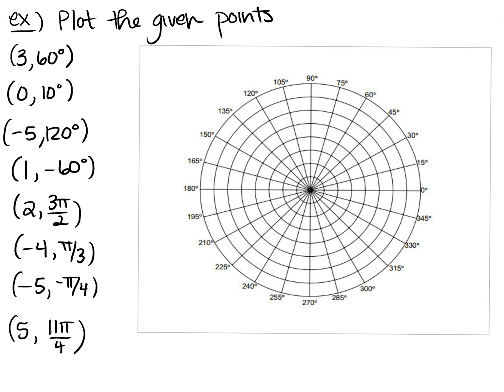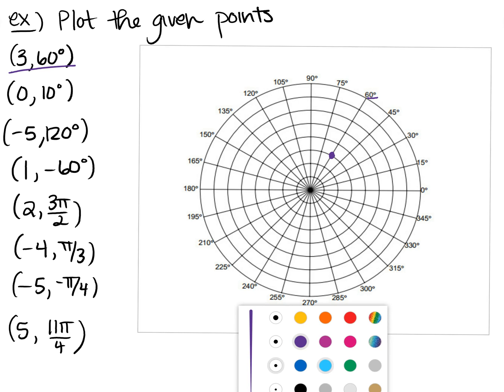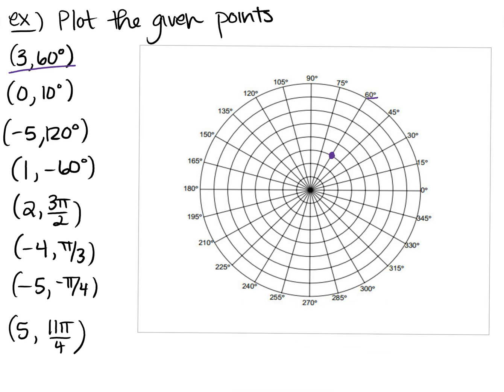All right, so let's look at 3, 60 degrees. So first, here's my 60 degrees, right? And then I want to be 3 away from the pole. So I just go up 3, 1, 2, 3. So there I am. That's going to be my (3, 60 degrees). I am 3 away from the pole along the 60 degrees. Pretty easy, right? Sometimes these can get a little more complicated, but we're not worried because we've dealt with these angles so much before.